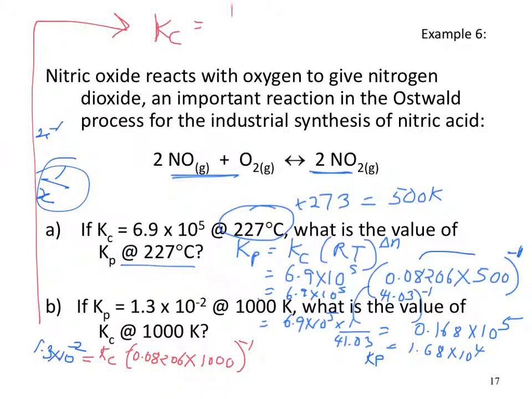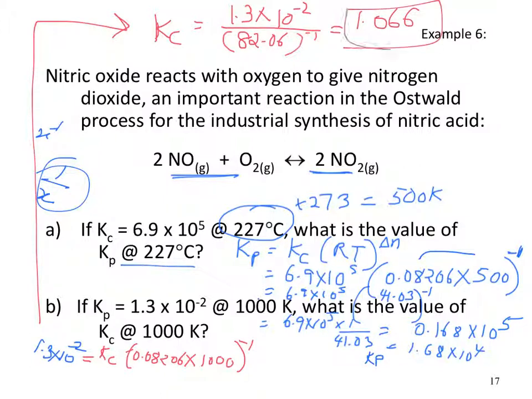So that will look like 1.3 times 10 to the power of negative 2. And we are going to put in the 82.06 in the denominator and solve. So I'm going to get a final answer of, and it comes out to be 1.066 as the final answer.